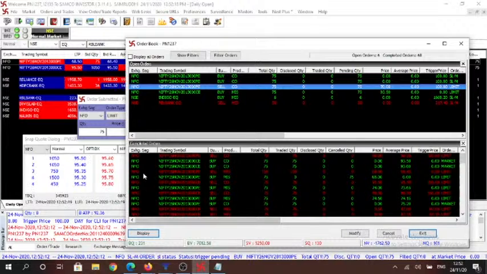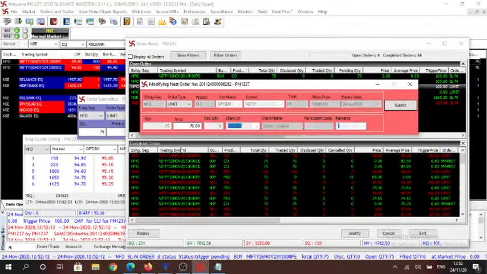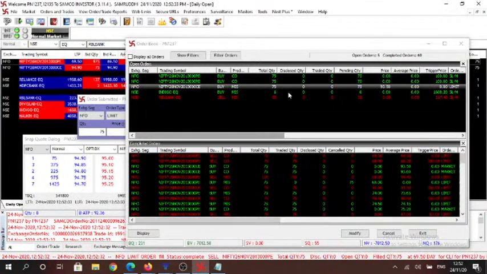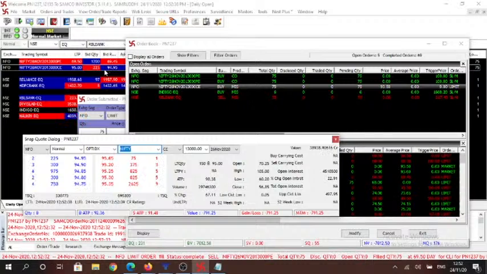Instead of 70, I'll modify that order to get executed at 69.5. We have been filled a two lot short at puts. So basically, our stop loss was hit, but we are now re-entering again.